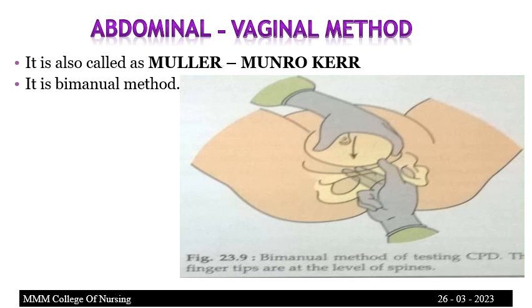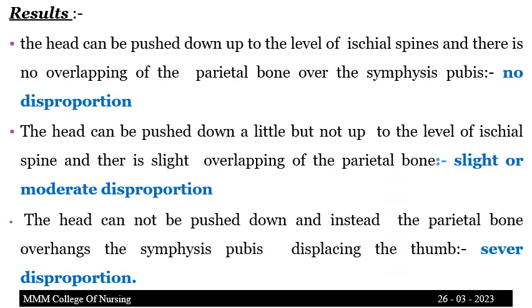So next is the abdominal and vaginal method. First we saw only the abdominal method. Here comes doing both the abdominal palpation as well as the vaginal method. It is also called the Muller-Monro method. It is a bimanual method. In the same way, the head is grasped by the left hand, and with the index and the middle finger of the right hand, we do a pervaginal examination to see the overlapping of the parietal bone over the symphysis pubis.